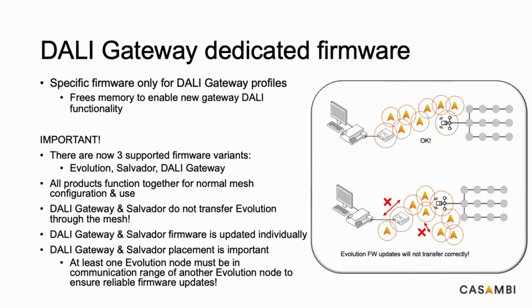As with Salvador, DALI gateway firmware is only updated one device at a time individually. So even if you've got multiple Salvadors near one another, they won't transfer Salvador firmware updates to each other, and DALI gateways in the same area won't transfer DALI gateway firmware updates to each other. But because these types of devices are more or less used in low volume in a network, there's usually only a few or even one of those devices. It's only a matter of doing very small 1 or 2 product updates.